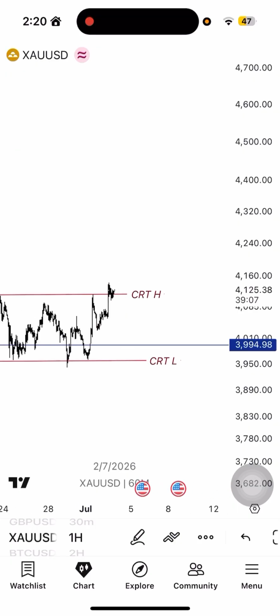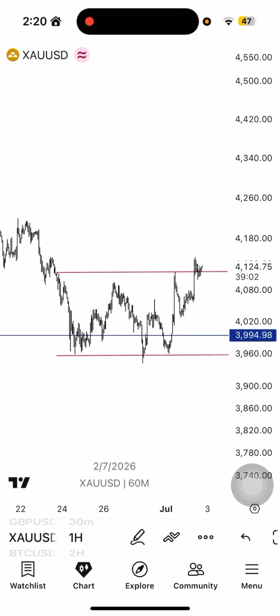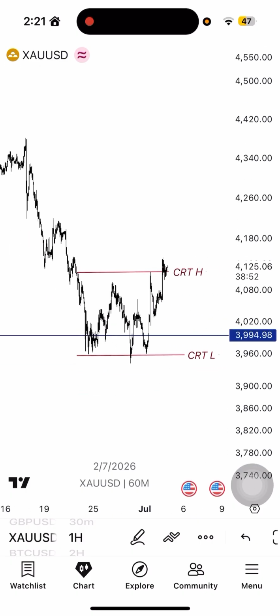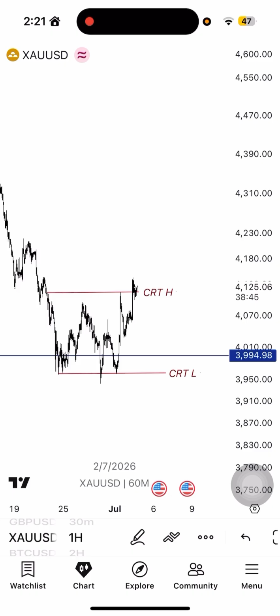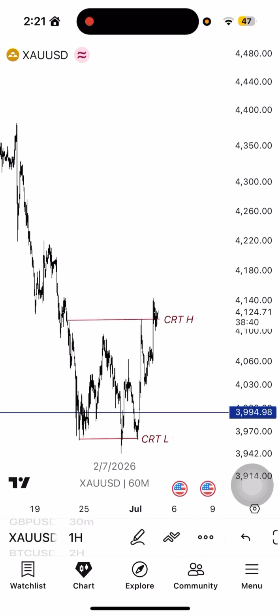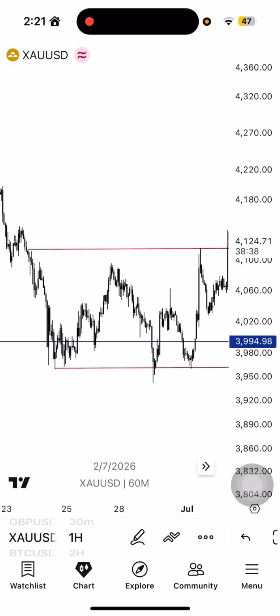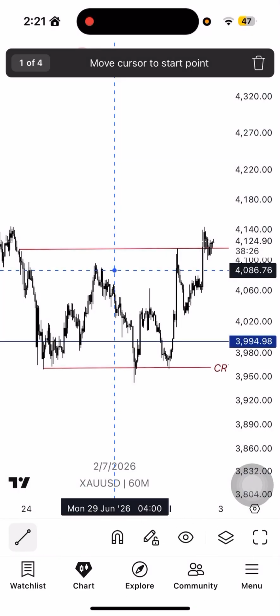Now we have our ranges on the 1 hour time frame. This is the 1 hour time frame, and we have the liquidity sweep. Why are we using this? Because we want to see liquidity being collected on either side of the range. If the low is being collected, it means there's a higher chance that the market will be targeting the opposite side of the range. So now we have a CRT low here, which has been collected.